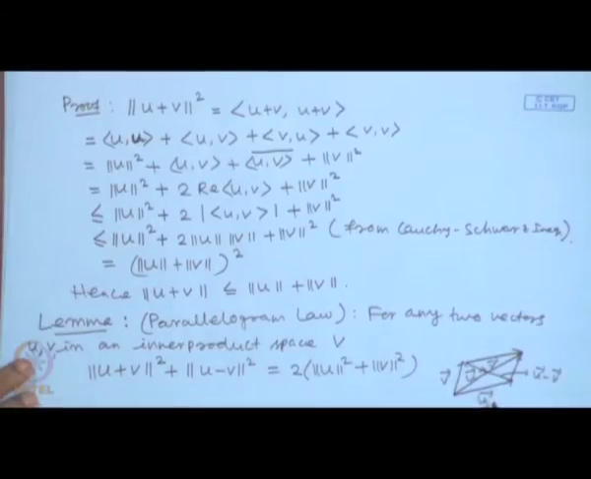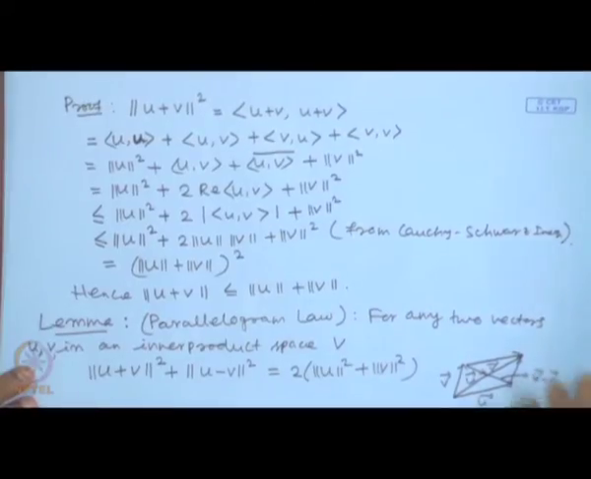So, this parallelogram law says that the sum of squares of the two diagonals is equal to the sum of the squares of all four sides. That means the sum of squares of lengths of the two diagonals is equal to the sum of squares of lengths of all four sides. This is called the parallelogram law.